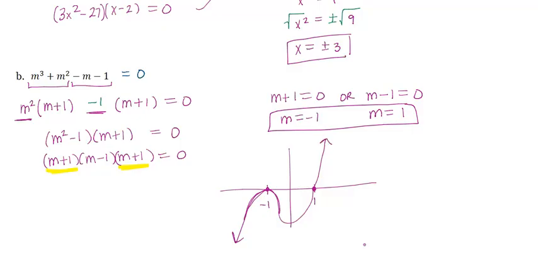This is something we'll talk about in some later sections, but I just wanted to point out that the significance of that repeated x-intercept does impact the overall graph.